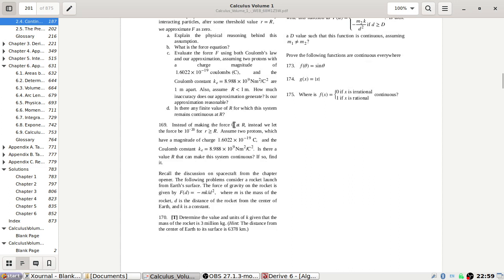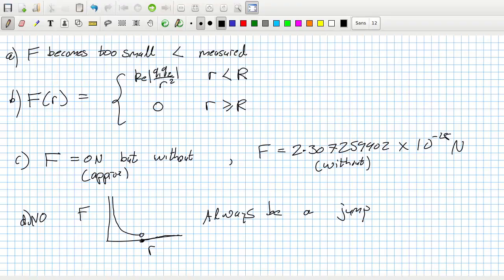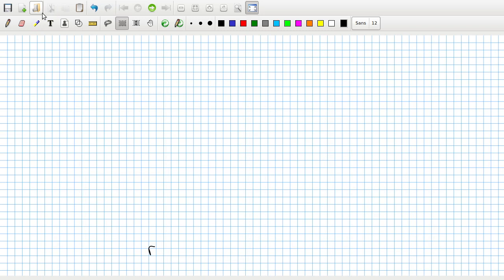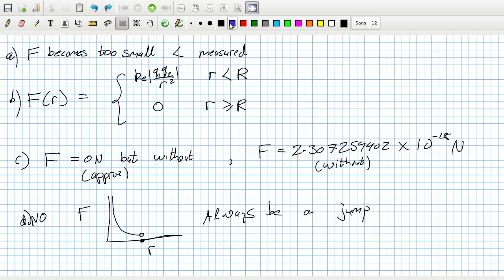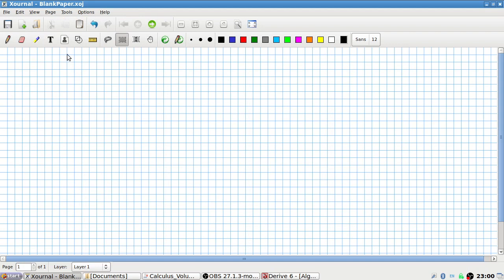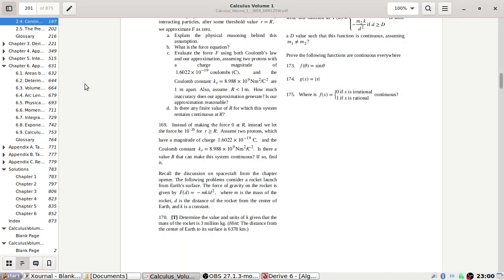Okay, that's a bit of a messy question. 169: instead of making the force 0 at R, instead we let the force be 10 to the minus 20. Assume 2 protons which have magnitude of that and Coulomb's constant at that. Is there a value of R that can make the system continuous? If so, find it. Okay, let's clear this off. And at least with 169, there's going to be an answer at the back. So can we find that answer?